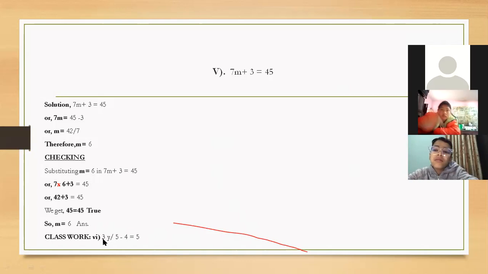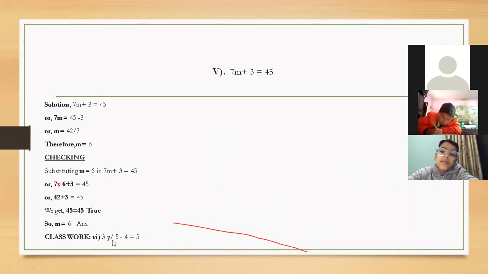And look here: 3y by 5 minus 4. First of all, take minus 4 to the other side. Minus 4 goes this side, it will be plus 4. 5 plus 4 will be 9.